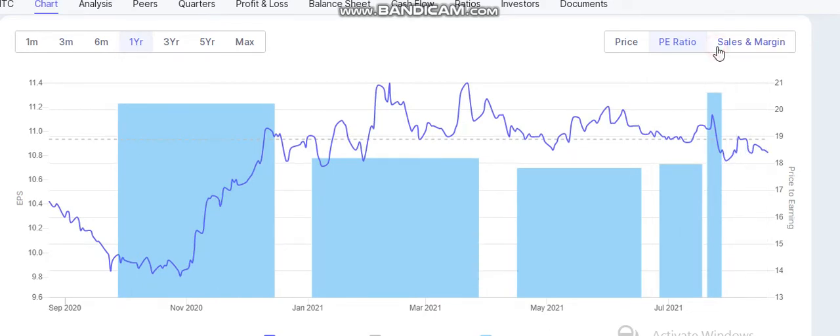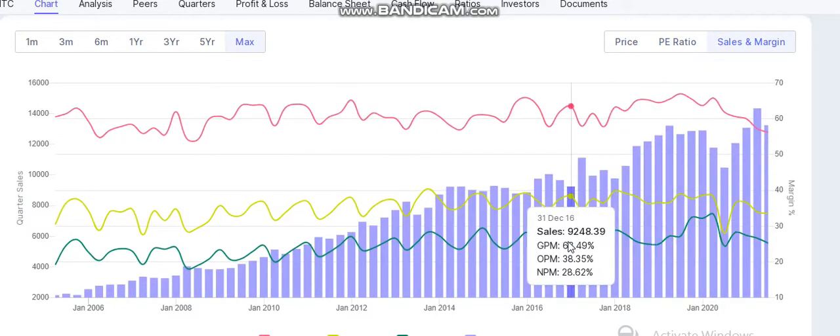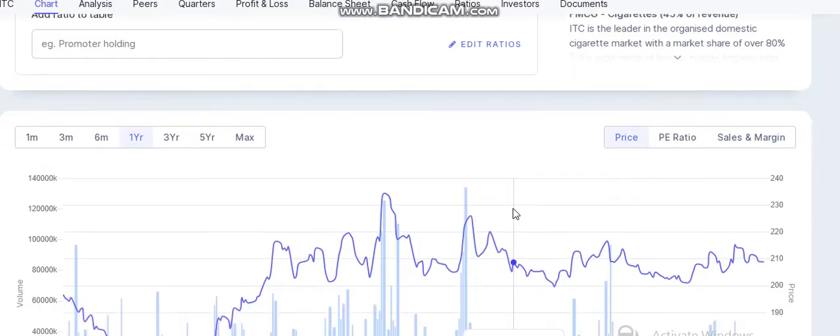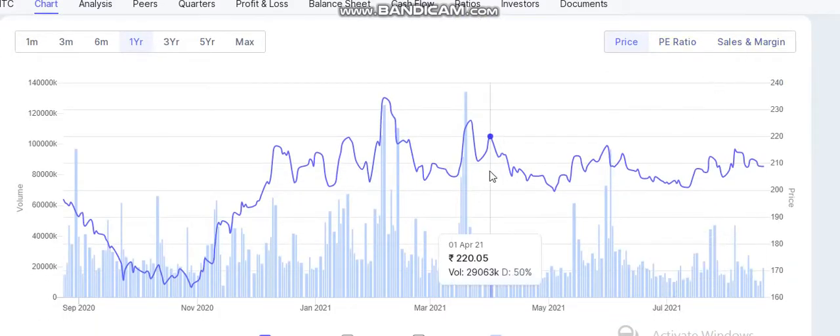Sales and margin, you can check the sales and margin. What is the sales on which date? 31st December 2016 sales 948.39. GPM, gross profit margin, OPM, operating profit margin, and net profit margin, they are showing here 63.49, 38.35, 28.62. So like this you can check the chart, price, PE ratio and sales and margin.